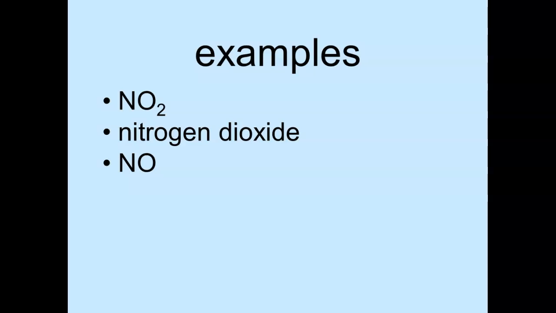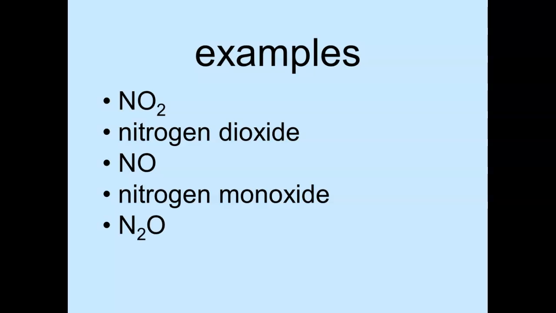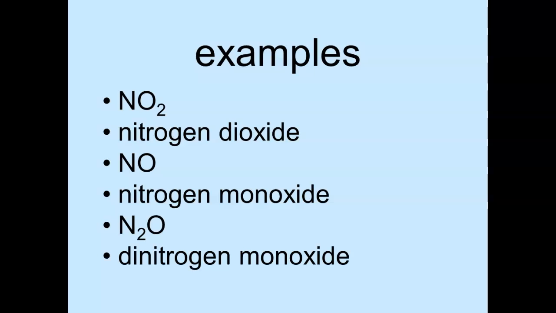This one is, again, no mono in the front for the nitrogen, but you will have one for the oxygen because it's the second word. So nitrogen monoxide. And notice that it's not monooxide, it's monoxide. We've dropped the O from the prefix. And then here we have 2 nitrogen, so that's going to be dinitrogen monoxide.